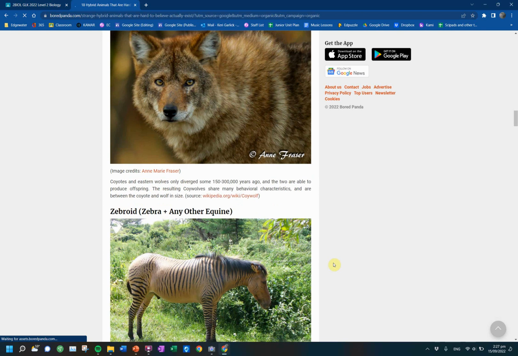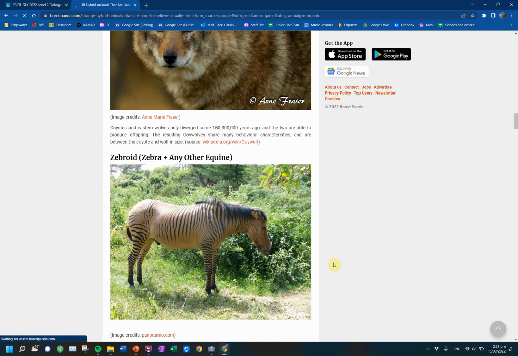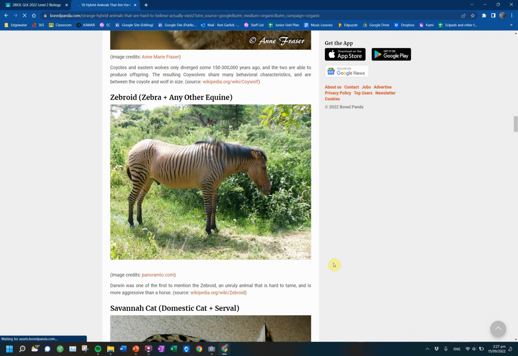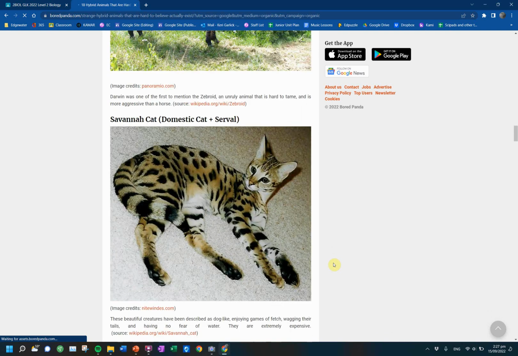Yeah. Here is a zebroid, which is a zebra and any equine, so that's any horse. That's wrong. You guys are very judgmental. All right, here you go. A Savannah cat, which is a domestic cat, and a serval, which I'm not really sure.